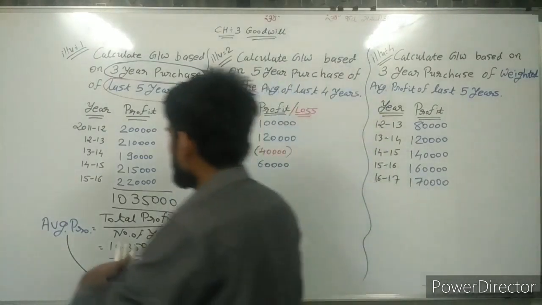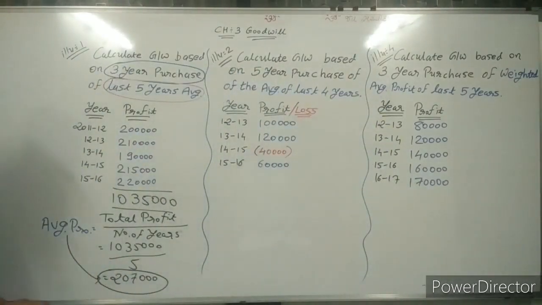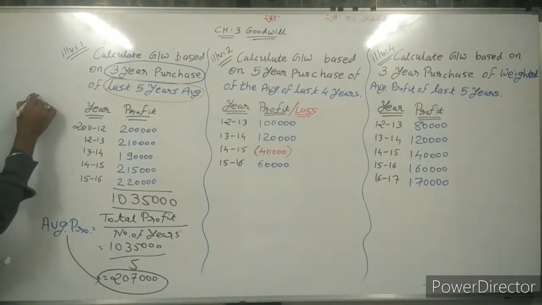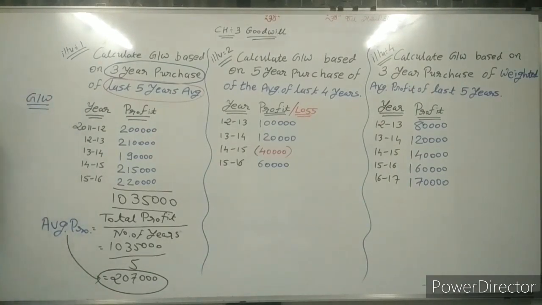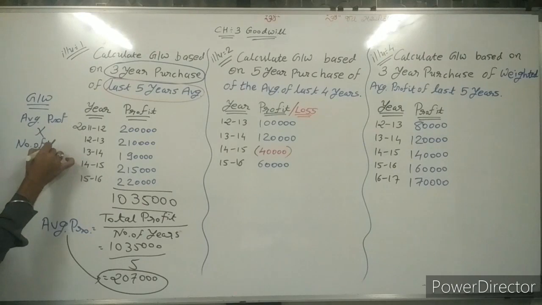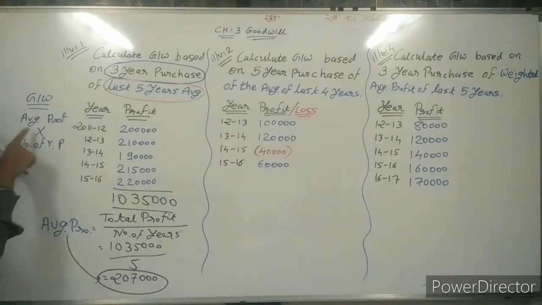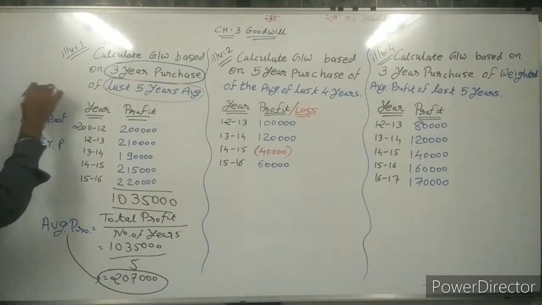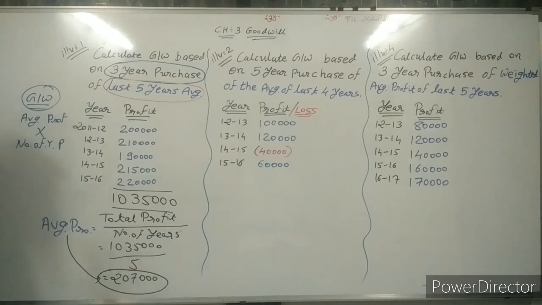So now what is the value of goodwill? I can write here: goodwill is equal to average profit multiplied by number of years' purchase. Average profit into number of years' purchase is my value of goodwill.